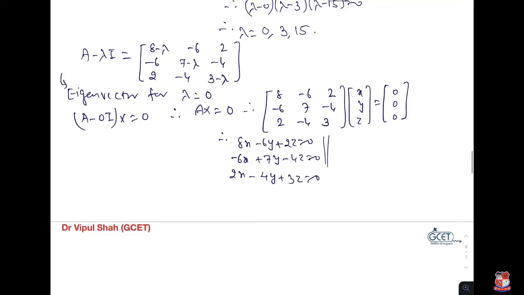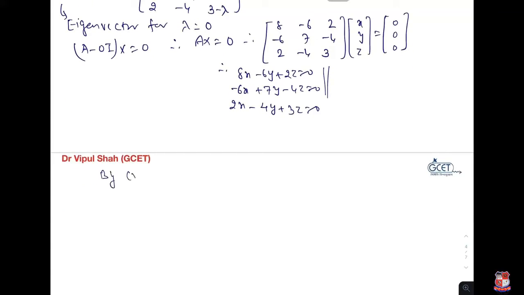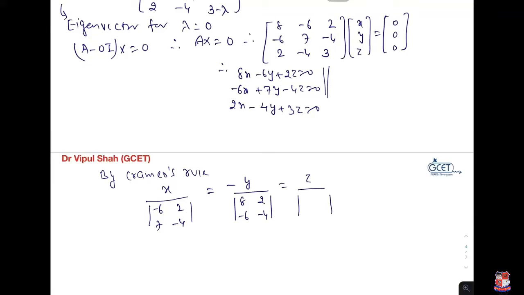We can use any two equations in Cramer's rule. So by Cramer's rule, x over, now we take the coefficient of y and z, so that is minus 6, 2, 7, minus 4, equal to minus y over, now we take the coefficient of x and z, so that is 8, 2, minus 6 and minus 4, equal to z over, now the coefficient of x and y, so that is 8, minus 6, minus 6, 7.